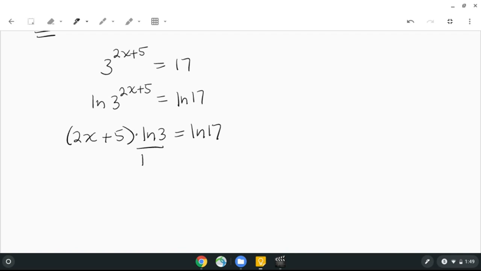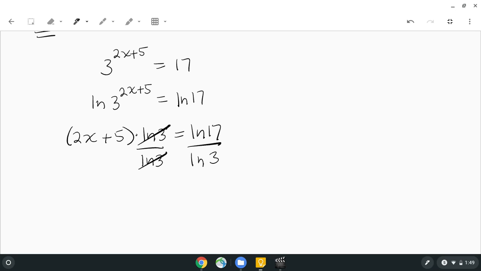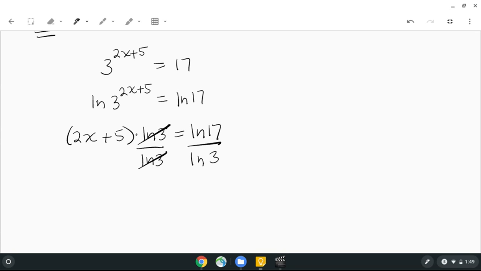And so I'm going to have that. However, I'm not going to punch ln 17 over ln 3 into the calculator just yet. If you do that, then you risk not having the most precise answer at the end. So I will leave it as ln 17 over ln 3, which is some long decimal answer.